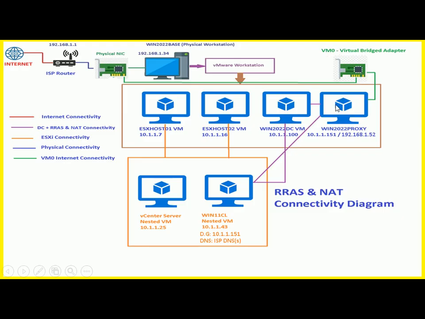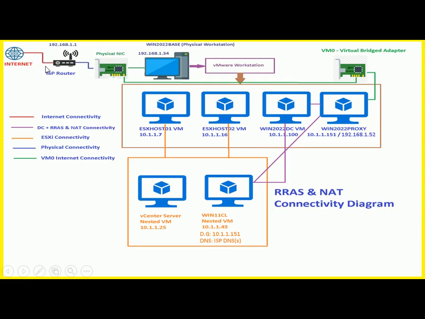which is giving internet connectivity to my Windows 2022 proxy VM, and that internet connectivity is further transferred using RRAS and NAT to my Windows 11 CL. So ISP router, physical NIC, physical network connectivity, then it is passed on to my virtual network VM0, and then to my proxy, that is virtual network connectivity, and the third layer will be your RRAS and NAT, so that the same internet connectivity will be passed on to my Windows 11 CL nested VM, right? So the connectivity goes like this.